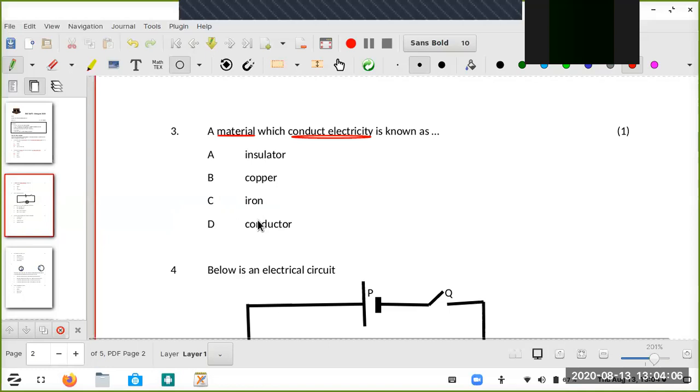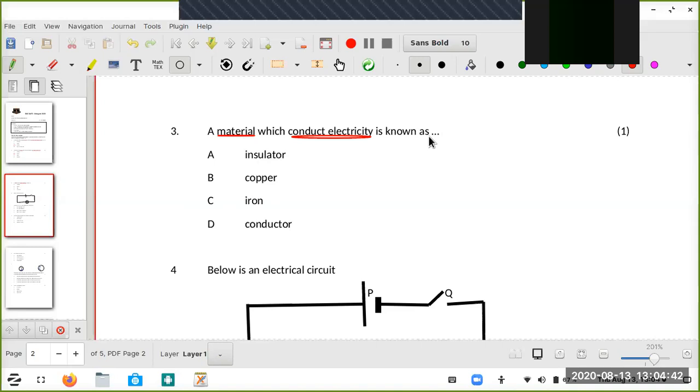But let me go back to the statement: a material which conducts electricity. In this case, we are not looking for a specific material, but for anything that can conduct electricity. B is a specific material, and C is a specific material. They conduct electricity, but according to this statement, a material which conducts electricity is known as, so we're just looking at any material.